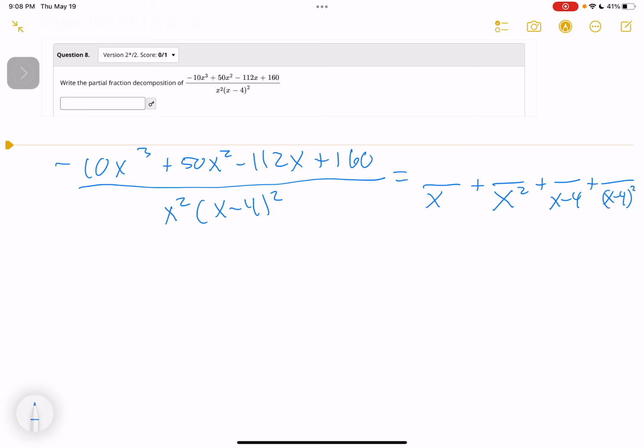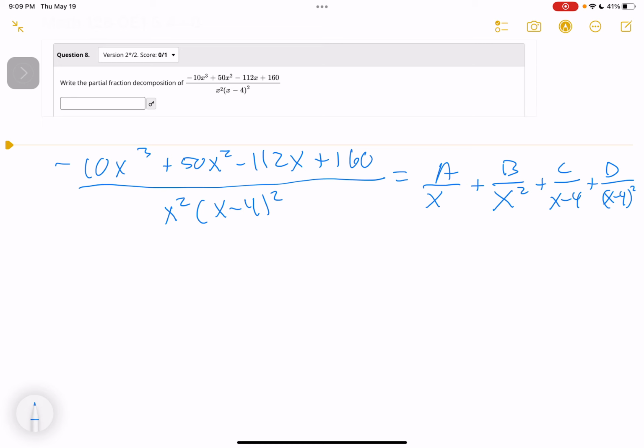Now these are all linear terms. Even though we square them, it's that same linear term squared. So we're just going to have a constant for each of these: a, b, c, and d. One approach that I like to go with is to just clear out the fractions, clear out the denominators. And the common denominator is x squared times x minus 4 squared.